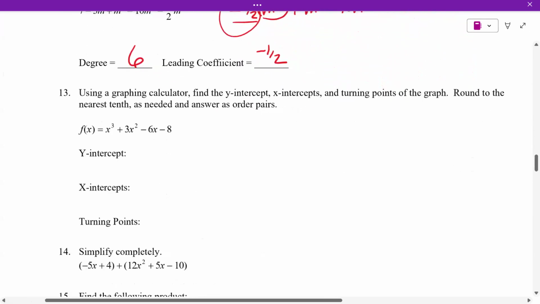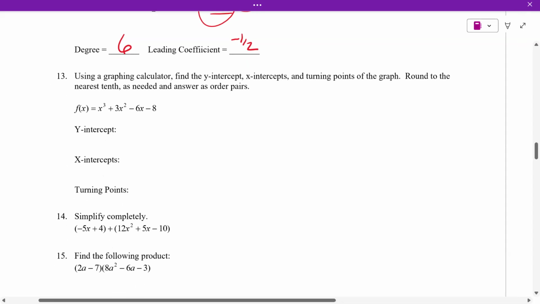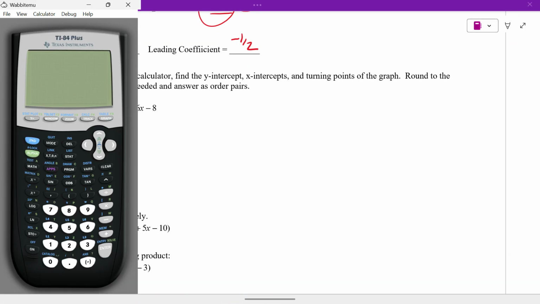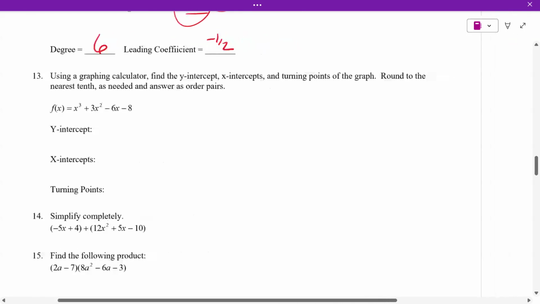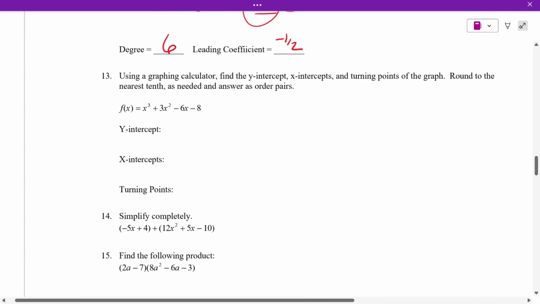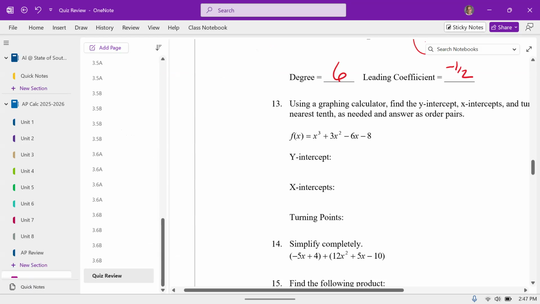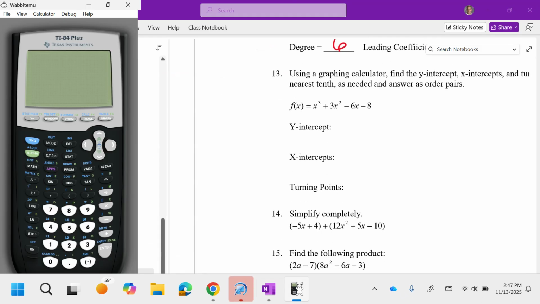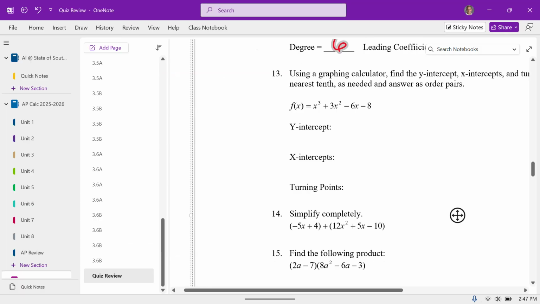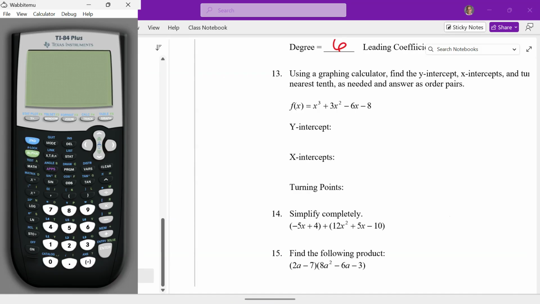Graphing calculator. Okay, so I'll bring up my graphing calculator here. Let me slide that over a little bit. Bring up my graphing calculator again. All right, so Y equals. Turn on, please. There we go.